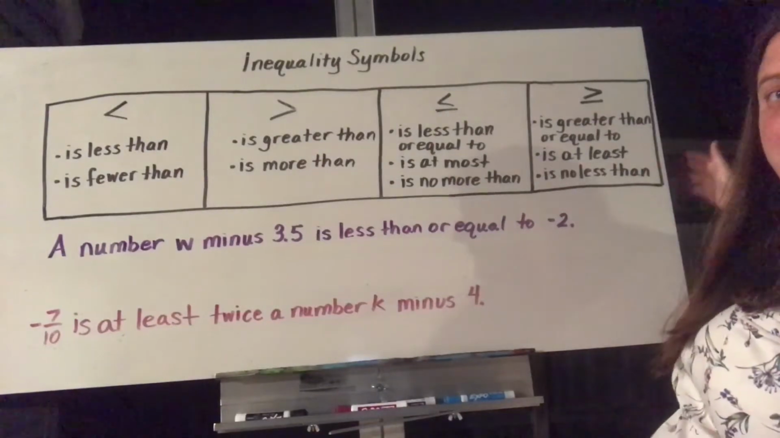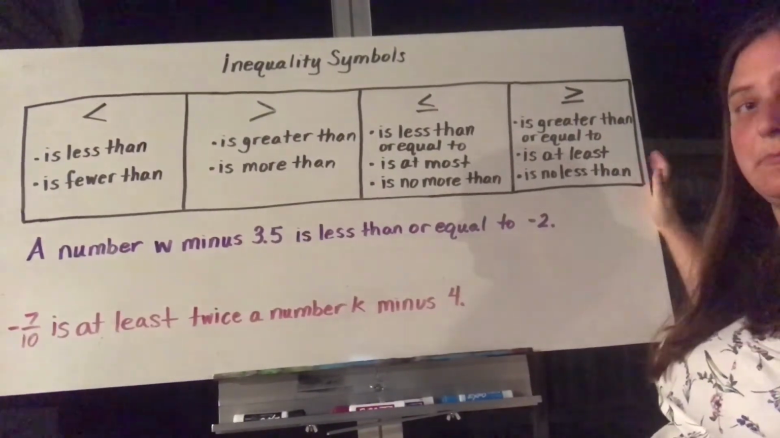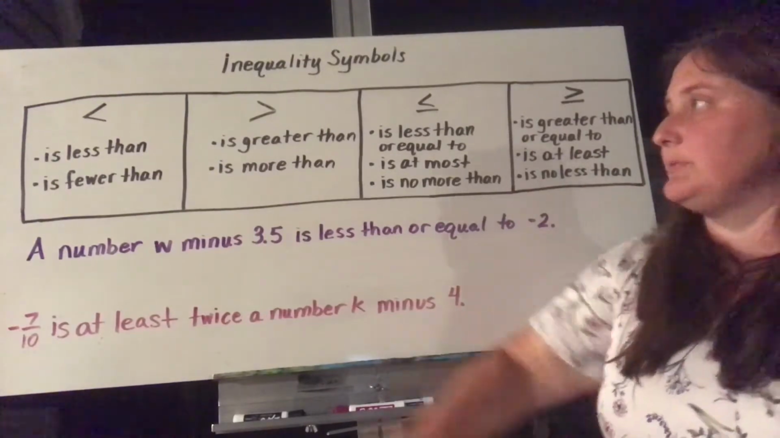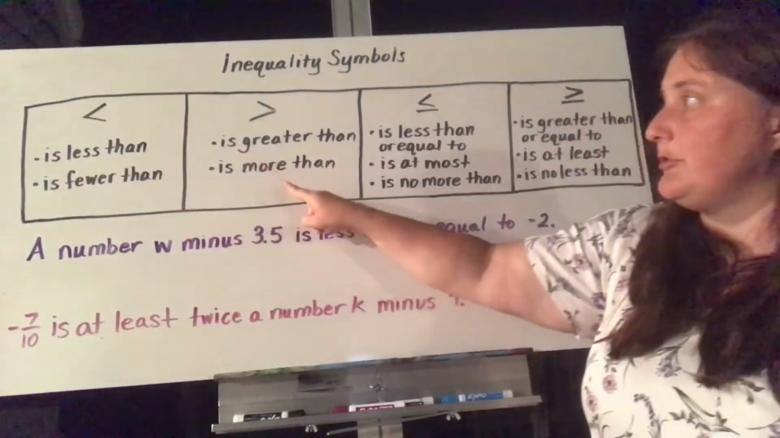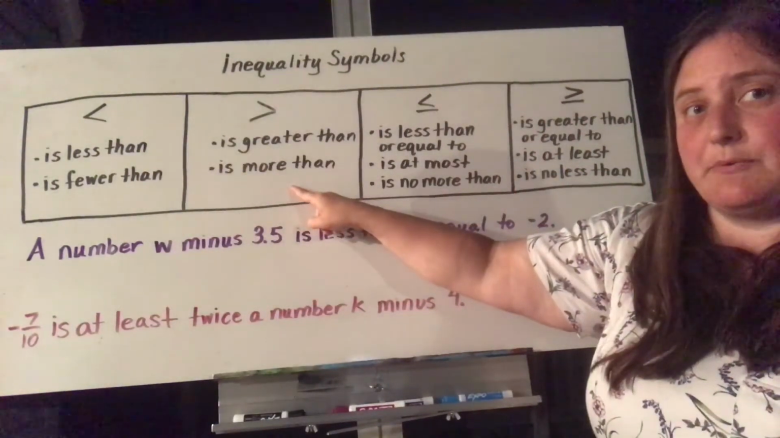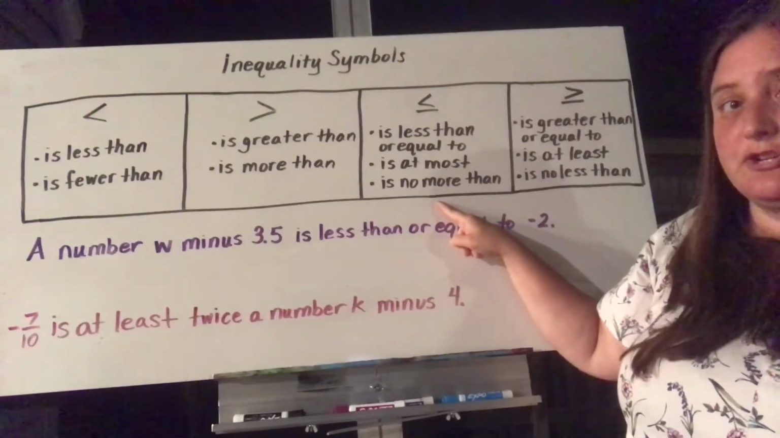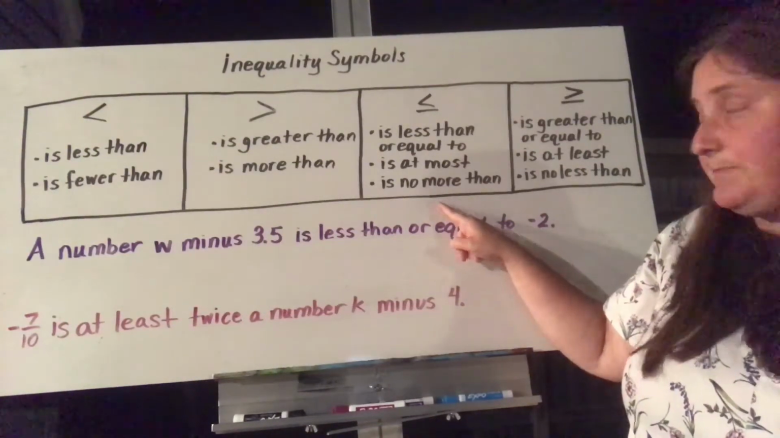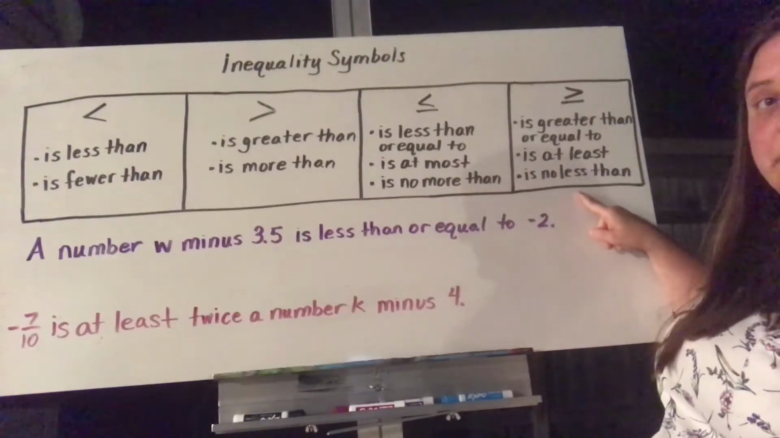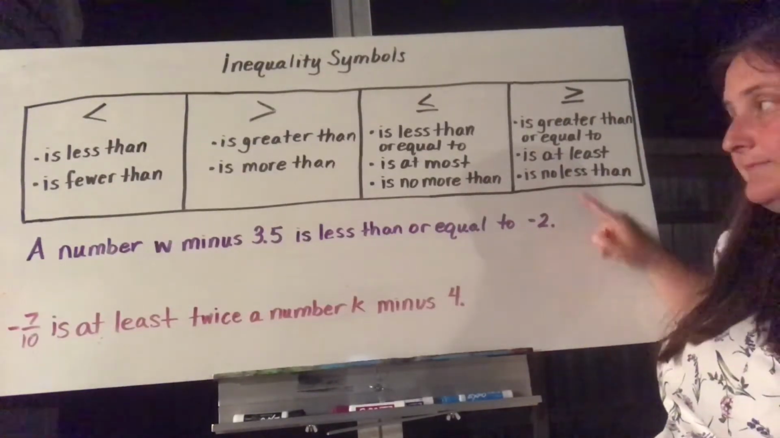One key concept to understand when you're working with inequalities is to know what these four symbols actually stand for. So we have the less than symbol, which can also be read as fewer than, the greater than symbol, which can also be read as more than, the less than or equal to symbol, which can also be read as at most or is no more than, and the greater than or equal to symbol, which sometimes is read as at least or is no less than.